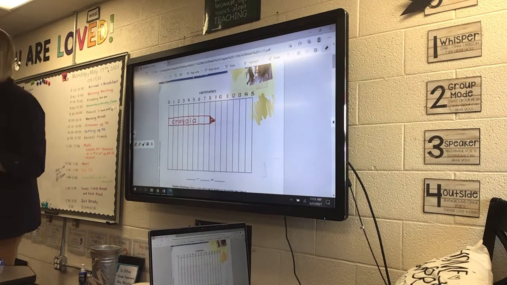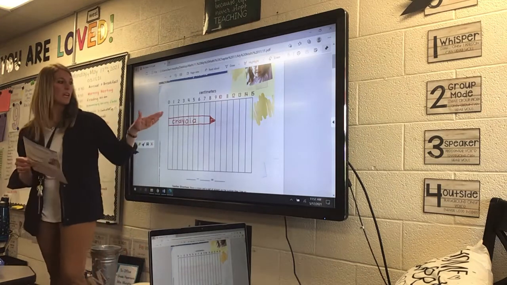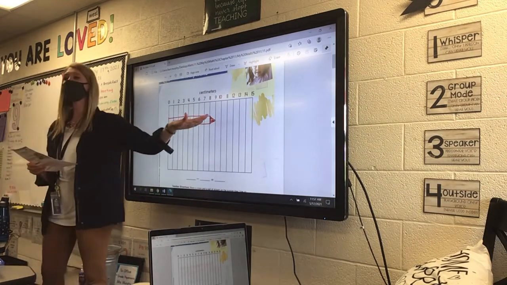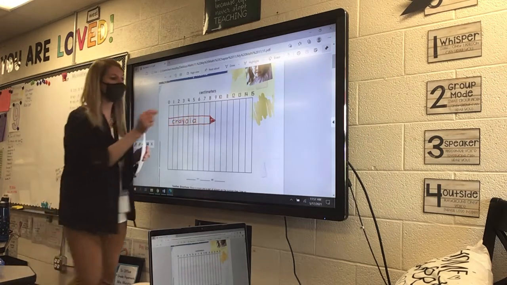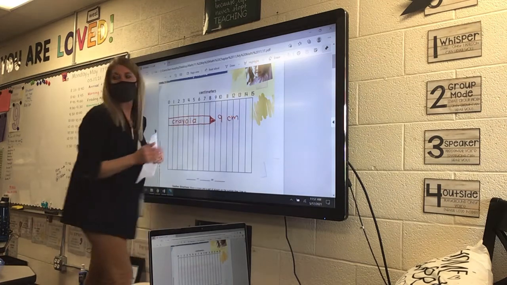Okay, now we have our crayon measured up here, and Raylan said it was 9 centimeters long. So after the crayon, I'm just going to write 9 centimeters.